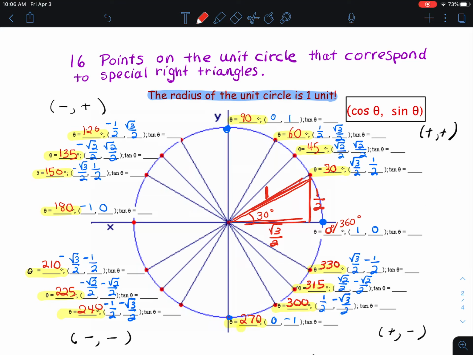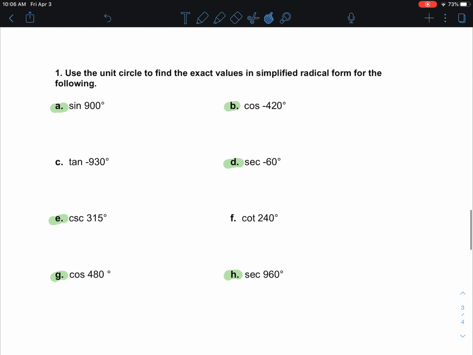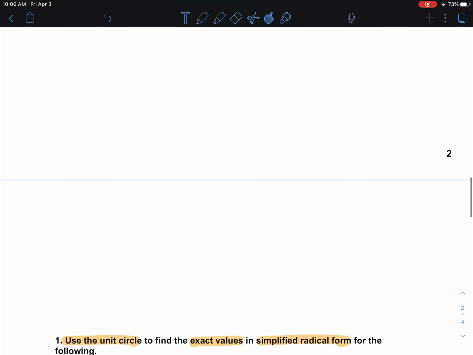Now, you're going to be asked questions like, and I'm just going to go ahead and scroll to the next page so you can see how these questions are asked. You're going to be asked questions such as, use the unit circle to find, when it says exact values, that means no decimals, and we definitely don't want any radicals in the denominator, okay? We'll find the exact values in simplified radical form. You are just going to pull your answers right off of the unit circle, okay?